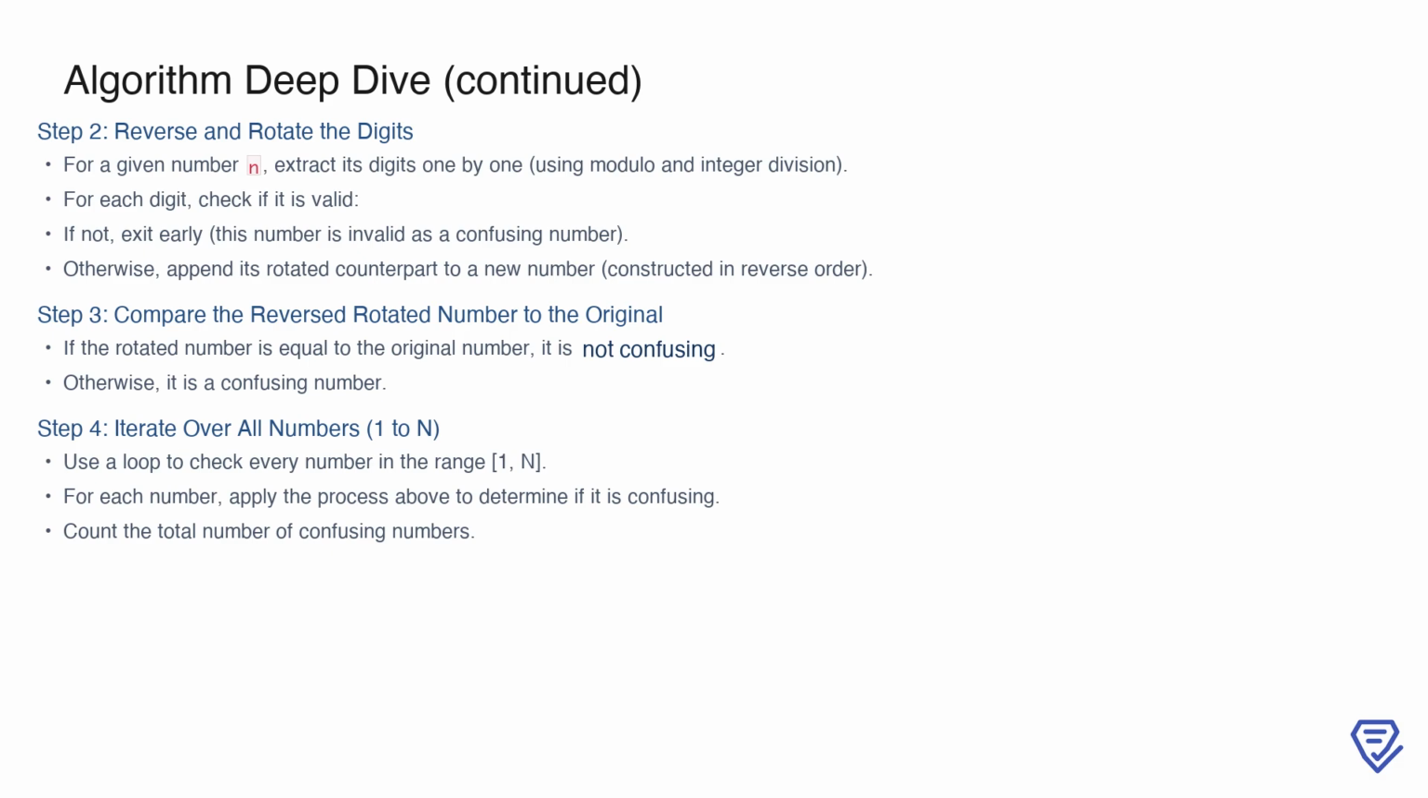Once the rotated number is fully constructed, we compare it to the original number. If the rotated number matches the original, the number is not confusing. However, if the two are different, the number qualifies as confusing. To find all confusing numbers up to a given limit n, we repeat this process for every number in the range from 1 to n. As we identify confusing numbers, we keep account of how many we find.